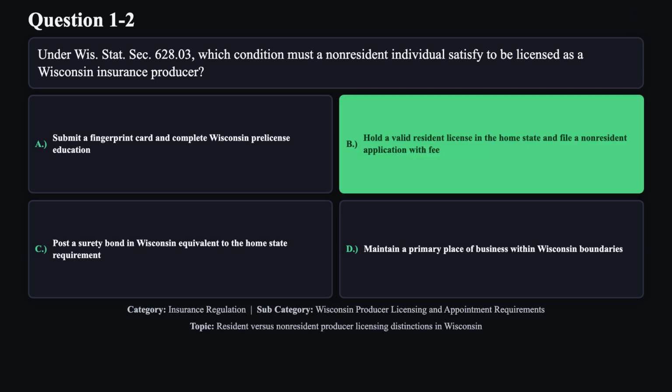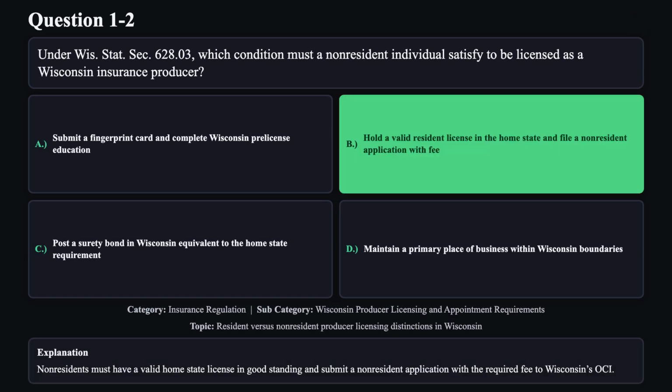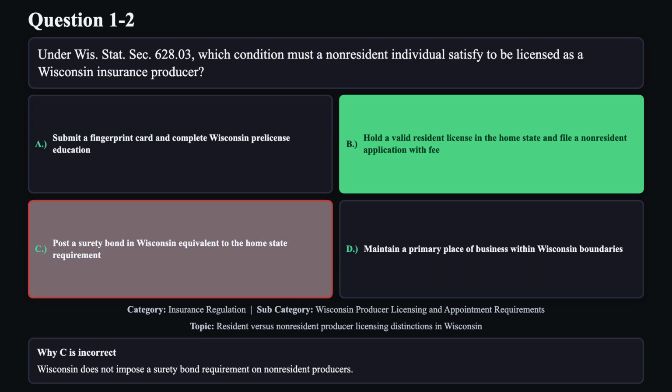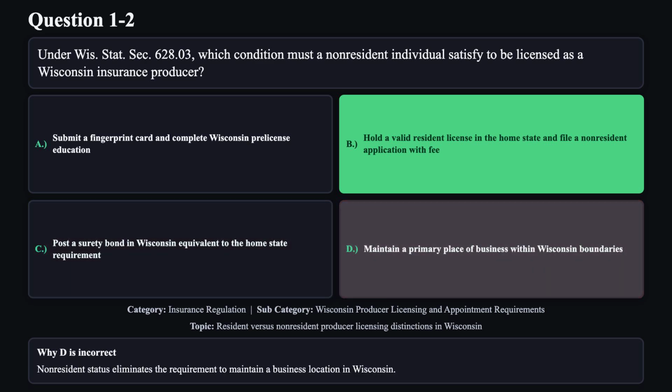The correct answer is B. Non-residents must have a valid home state license in good standing and submit a non-resident application with the required fee to Wisconsin's OCI. Reason A is not correct. Fingerprinting and pre-license education requirements differ for resident applicants, not non-residents. Reason C is not correct. Wisconsin does not impose a surety bond requirement on non-resident producers. Reason D is not correct. Non-resident status eliminates the requirement to maintain a business location in Wisconsin.